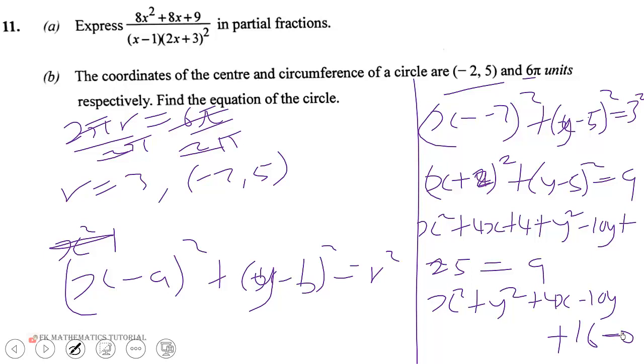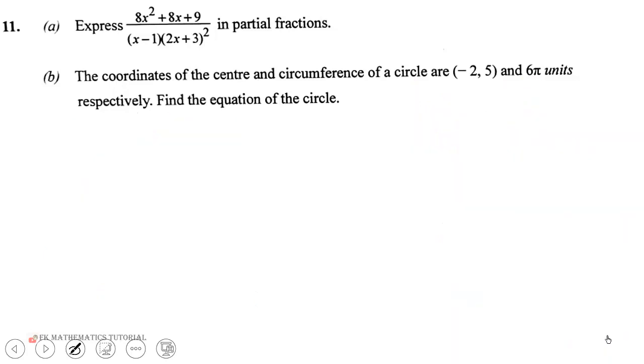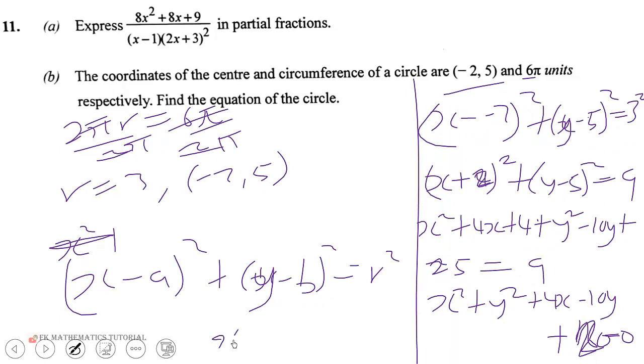There's 4 here, so plus 4, so that will be 20. So the equation of the circle is x squared plus y squared plus 4x minus 10y plus 20 is equal to 0.